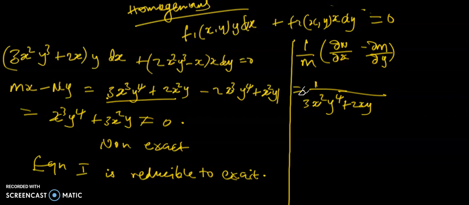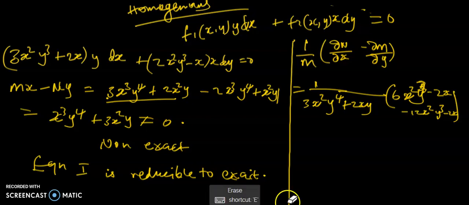If you refer to the original equation, that's why this is squared, but this is not. Refer to the previous equation, and this will be multiplied by the whole of this. Let's go ahead and do that. That will be 1 by 3x squared y power 4 plus 2xy into 6x squared y cubed minus 2x minus 12x squared y cubed minus 2x, that is del n by del x minus del m by del y. So that's what we have here.